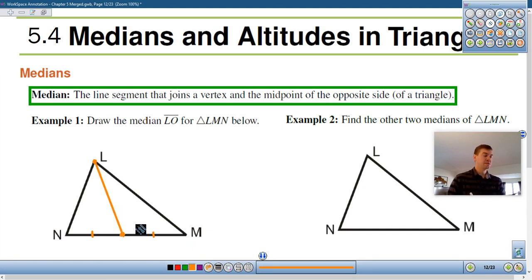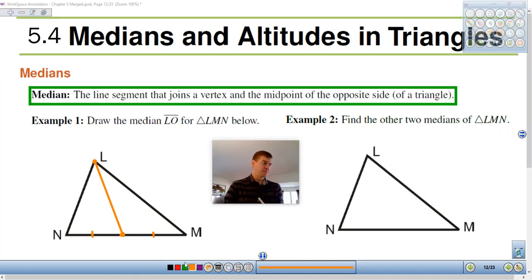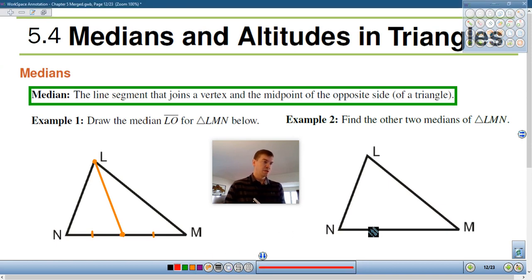So that is a median. That's all it takes to draw a median. Find the other two medians of triangle LMN. All right, so we are going to start at N and go to the middle of LM. That is another median. And then we will also start at M and go to the middle of LN.